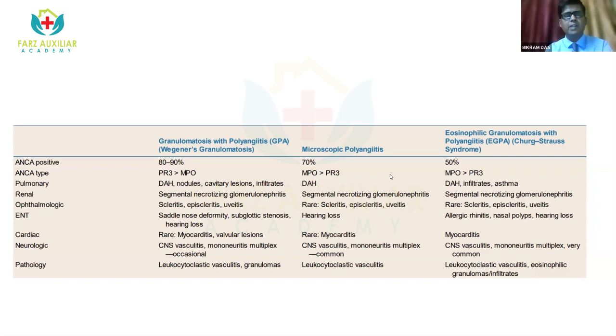Cardiac involvement also is rare for granulomatosis with polyangiitis or microscopic polyangiitis. But for EGPA, or eosinophilic granulomatosis with polyangiitis, myocarditis can be seen. Pathology wise, everybody will show leukocytoclastic vasculitis, but for Wegener's, there will be granuloma along with leukocytoclastic vasculitis. Whereas for EGPA, along with leukocytoclastic vasculitis, there will be eosinophilic granuloma or infiltrate. So this is how we differentiate clinically and then pathologically, and then we plan for therapy.